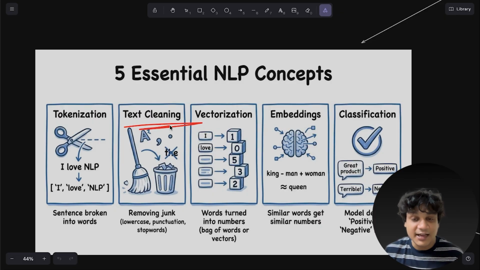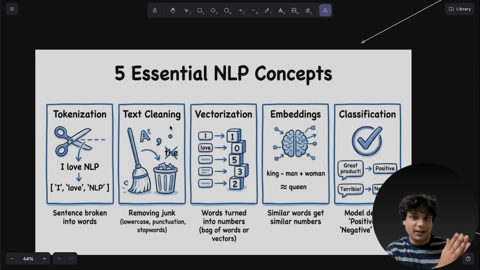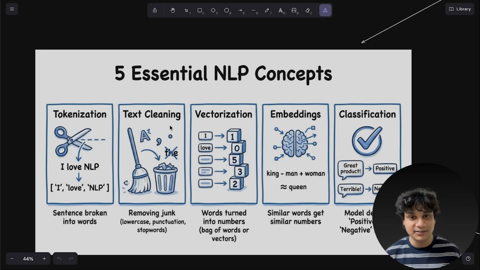What is the second thing? Text cleaning. Okay, what is text cleaning? Before training your machine with an entire paragraph of sentences, you need to first clean that text, right? Because you cannot train your machine with very noisy data. So you need to do the text cleaning part.